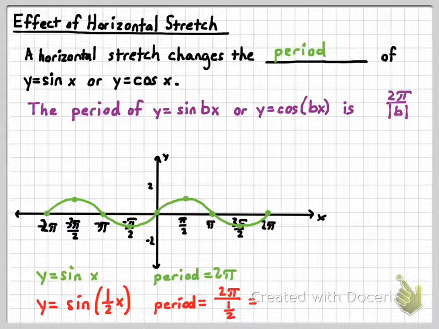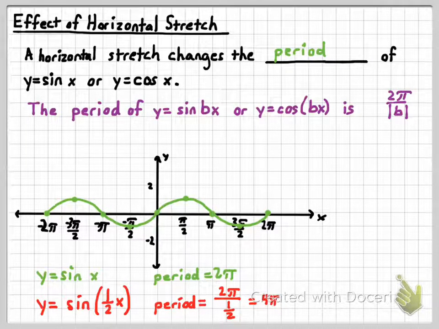So we would simply say that the period is 2 pi divided by 1/2. Now that's the same thing as 2 pi times 2, if you multiply by the reciprocal of 1/2. And so that means the period of this function happens to be 4 pi. So it would have to go all the way from 0 to 4 pi, somewhere way over here, in order to go through a full cycle of values.